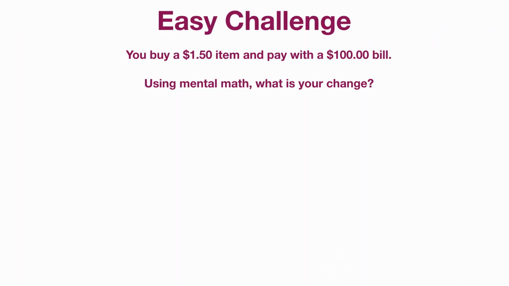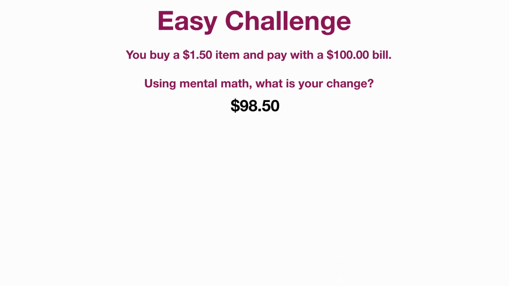So we'll start with just an analogy. Let's say there's a store and they allow you to buy things with $100 bills. And so you buy a $1.50 item with a $100 bill, and using mental math, what is your change? It should be very straightforward.